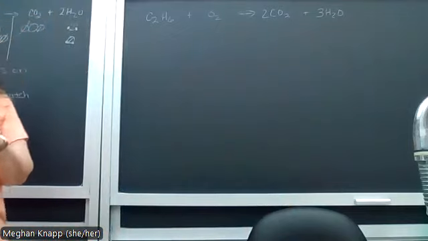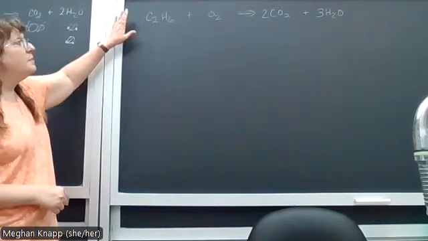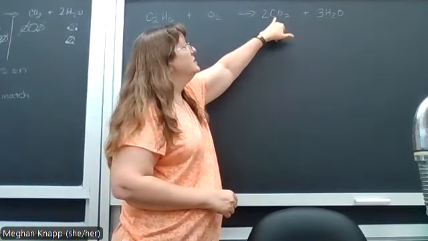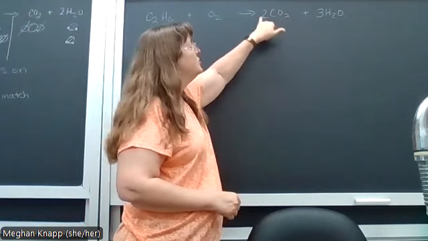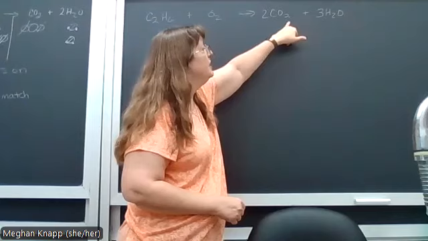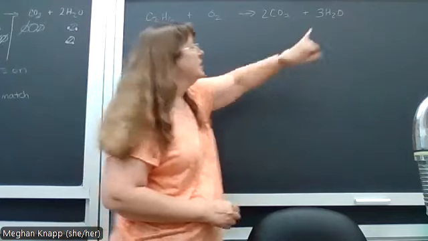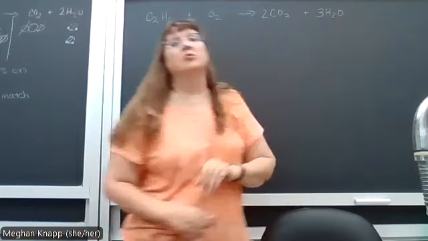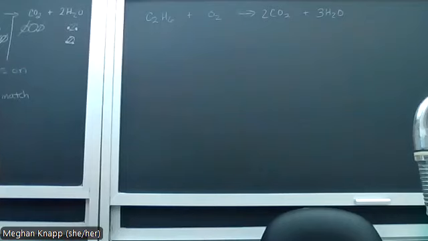So when you want to check, you're going to multiply the big number by the small number. So 2 times the invisible 1 is 2 carbons. 2 times the little 2 is 4 oxygens. 3 times the little 2 is 6 hydrogens. 3 times the invisible 1 is 3 oxygens. So you have an odd number of oxygen on the right side, and that's the even-odd conflict. Multiply it by 2.